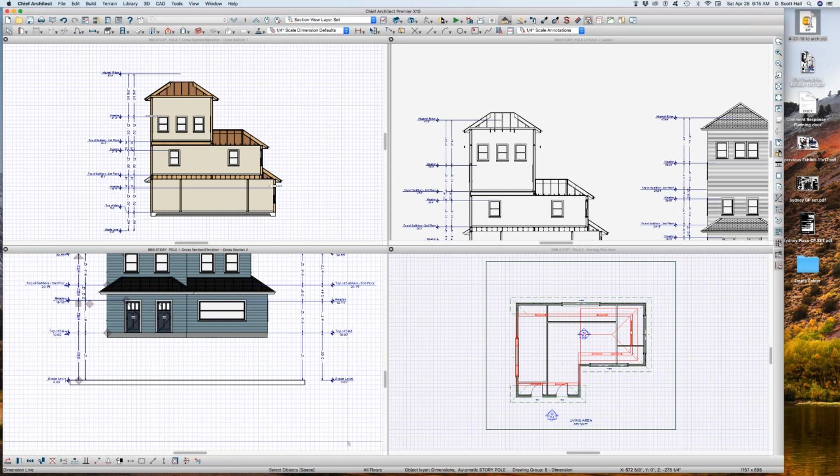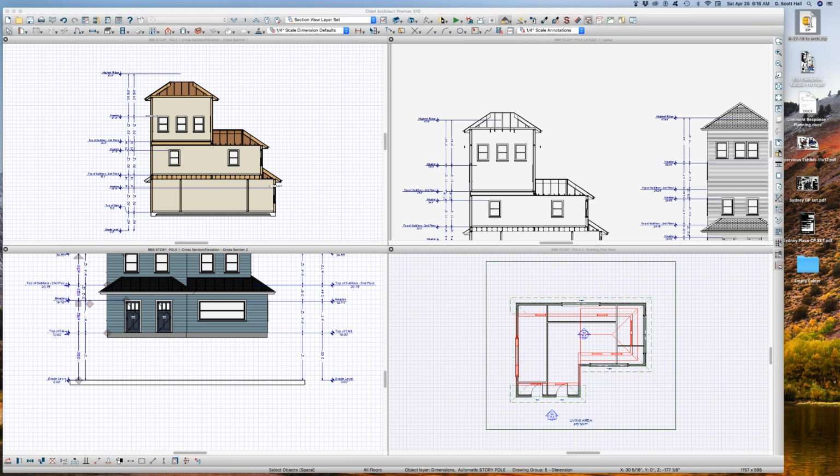Wait a second. I think I just might have figured something out. I've got to think about this. I'm going to pause this and think about this. Okay, now I've got my head around it.